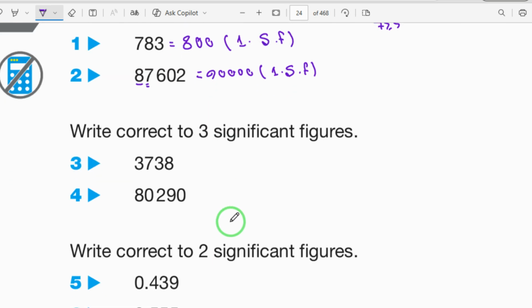Question number 3. Write correct to 3 significant figures. Here we count from left to right, 1, 2, 3 significant figures, and we face 8. 8 is also larger than 5, so we round up. 3 becomes 4. We write 3, 7, and instead of this 3, we write 4, 0. It means 3,738 is closer to 3,740 with 3 significant figures.